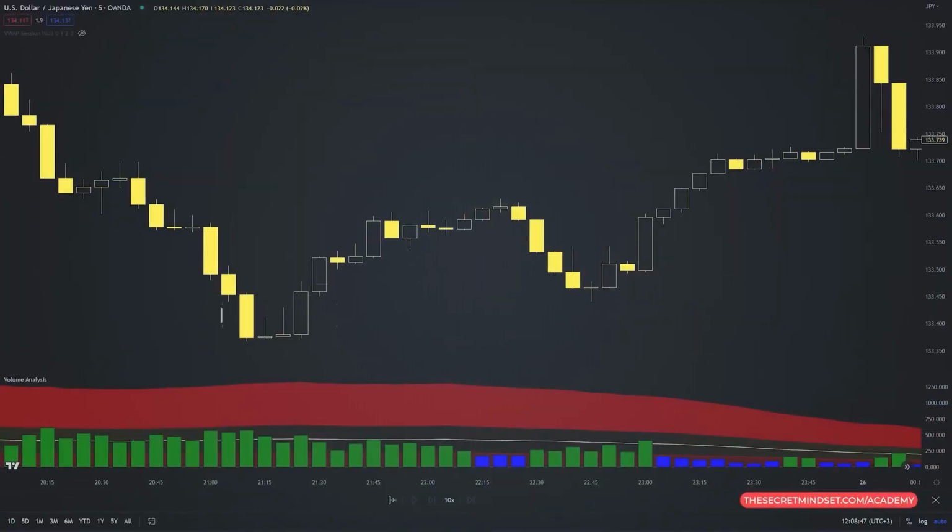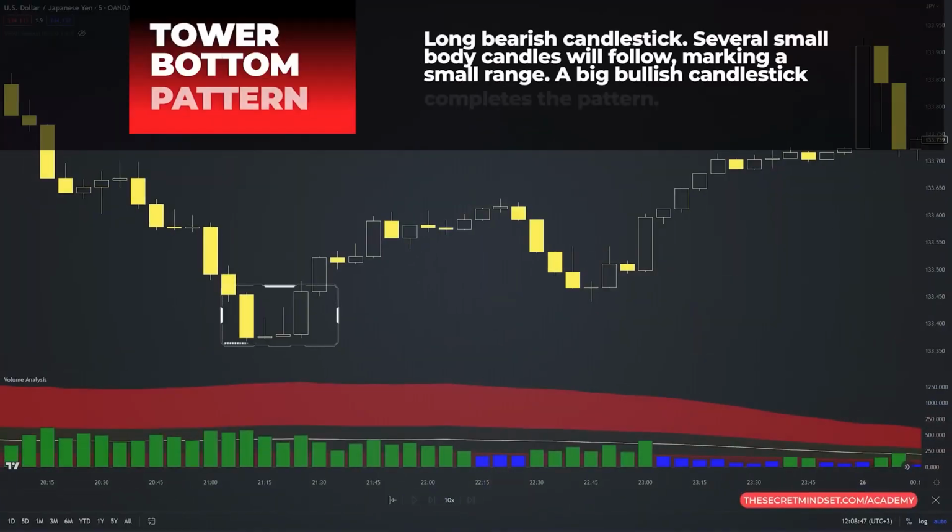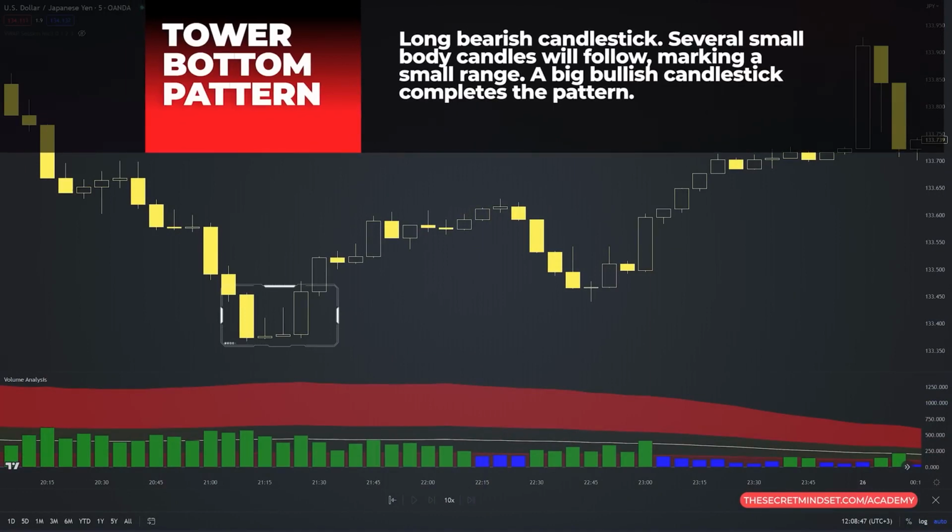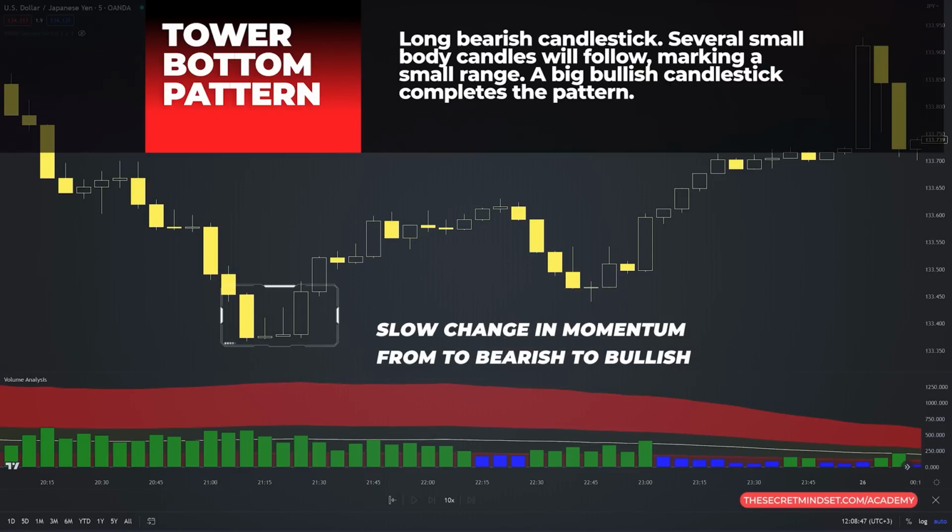Its bullish equivalent forms after a down wave or a downward momentum move. The first candlestick will be a long bearish candlestick. Several small body candles will follow, marking a small range. You'll often find small dojis or spinning bottom candles. And the last candlestick, completing the pattern, will be a big bullish candlestick, indicating a slow change in momentum from bearish to bullish.